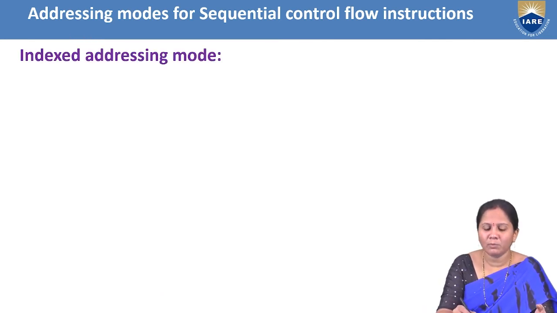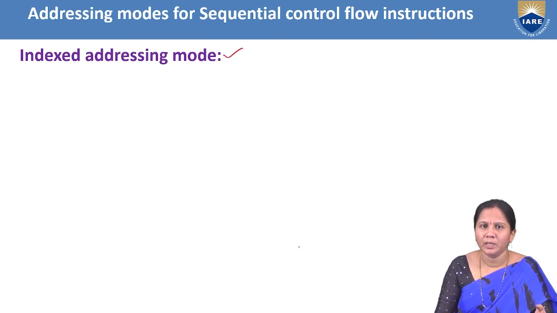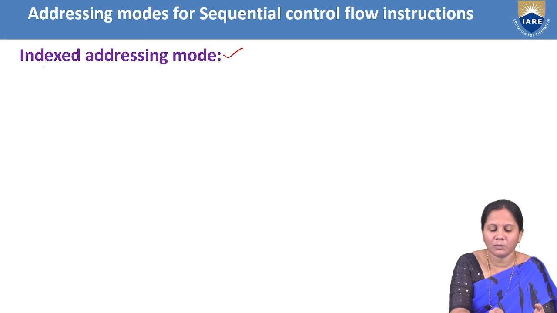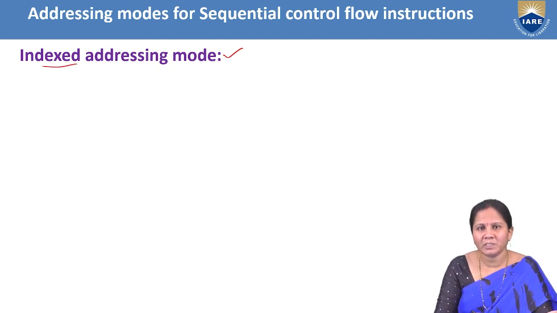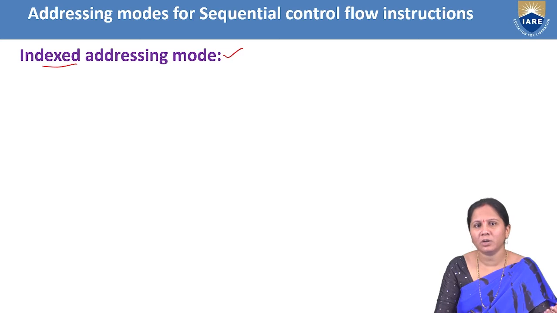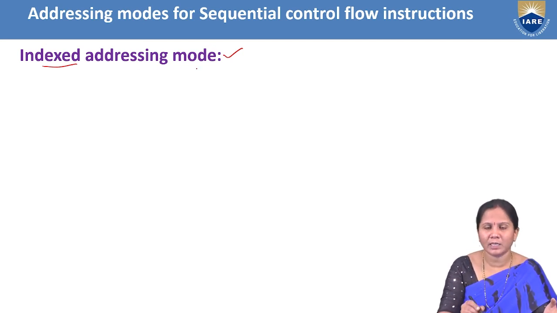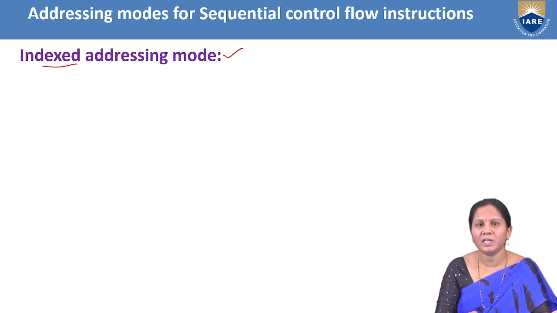Now, the next addressing mode is indexed addressing mode. The name itself says indexed addressing mode. That means an index register will be specified as a part of an instruction. As we know, in the 8086 microprocessor, two index registers are available. One is SI, that is source index. Another one is DI, destination index. So you can use SI or DI in this addressing mode. That is why it is indexed addressing mode: the index register, either SI or DI, is specified as a part of an instruction.